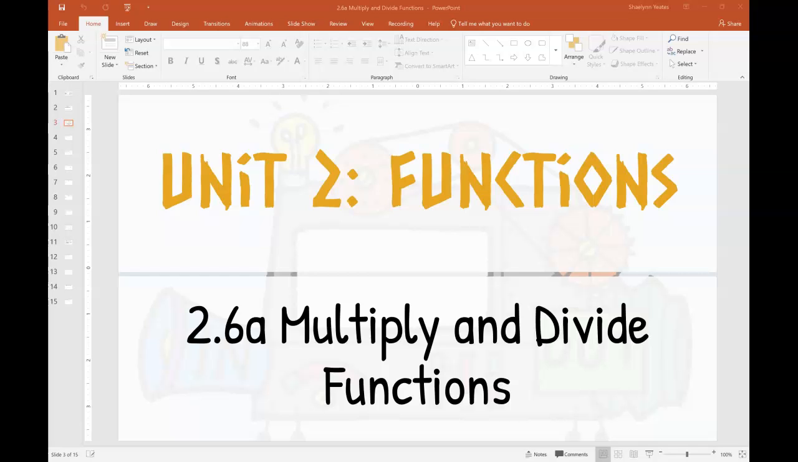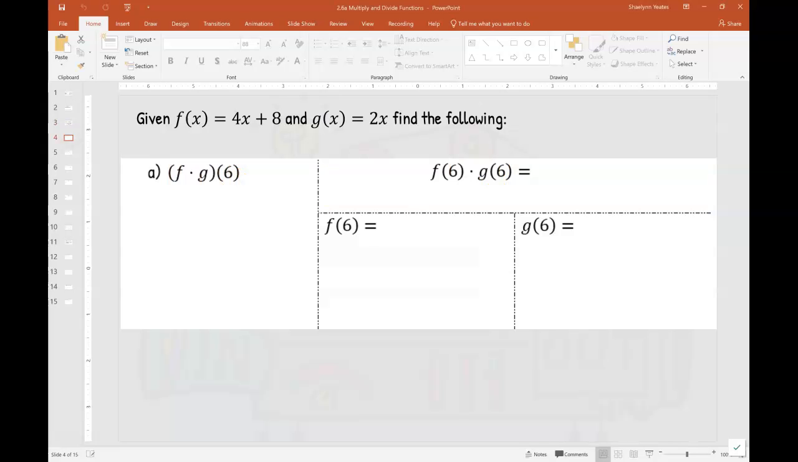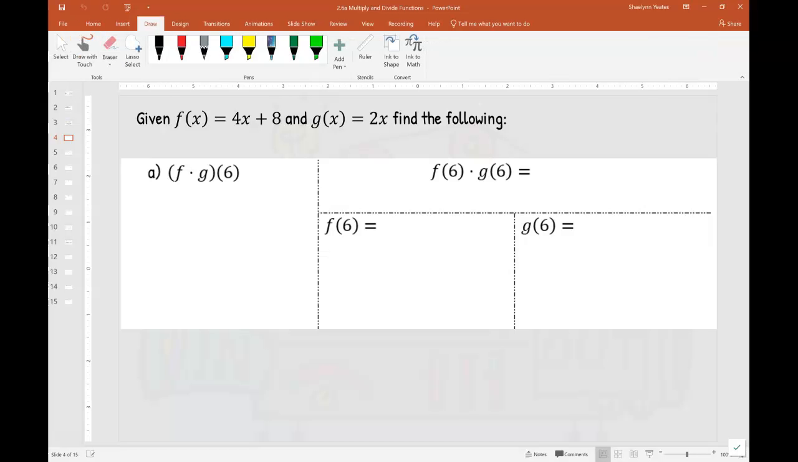Alright, today we are focusing on multiplying and dividing functions, and don't worry, we're keeping the dividing as simplistic as possible. Alright, so we're going to practice with multiplying functions, and I'm going to show you how I do it when I'm given the functions as a whole, or when I split it up and how it looks a little bit different.